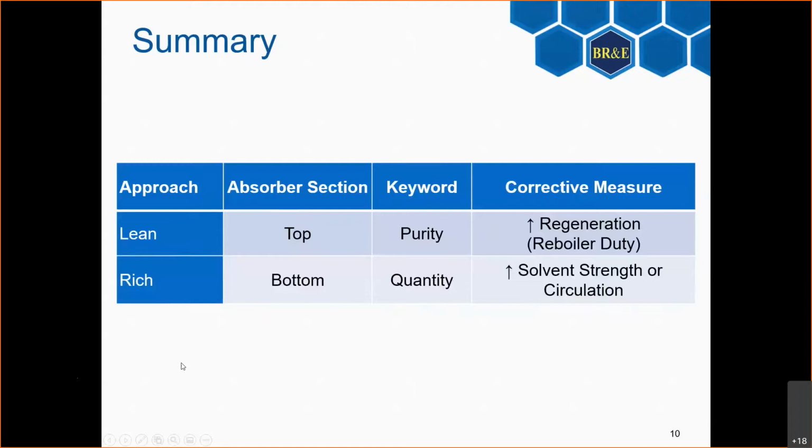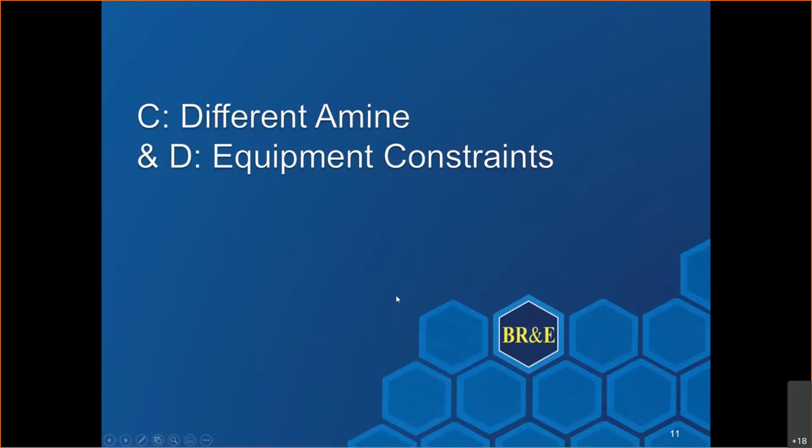For the rich approach, we're talking about the bottom section of the absorber, and it is important in terms of quantity of amine, which is why we need to increase solvent strength or circulation if we want to push it to lower values. All right, so this was the theory.